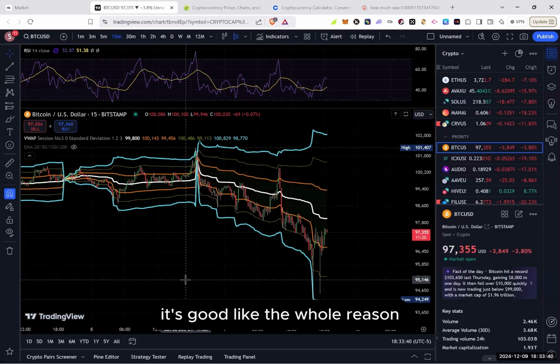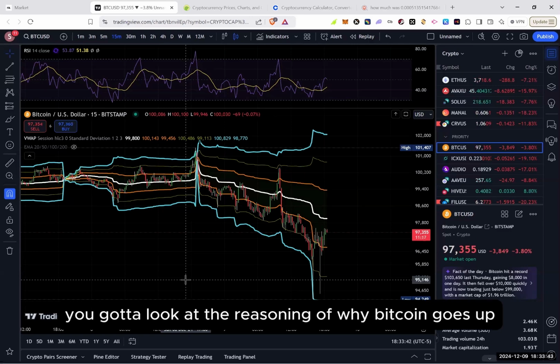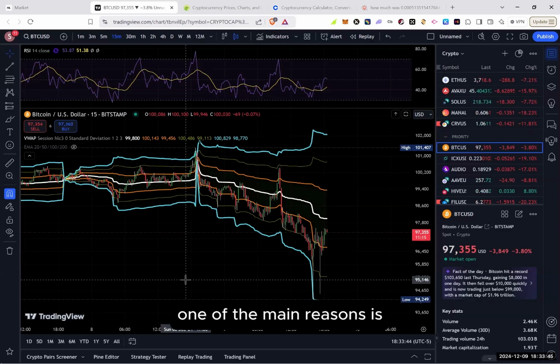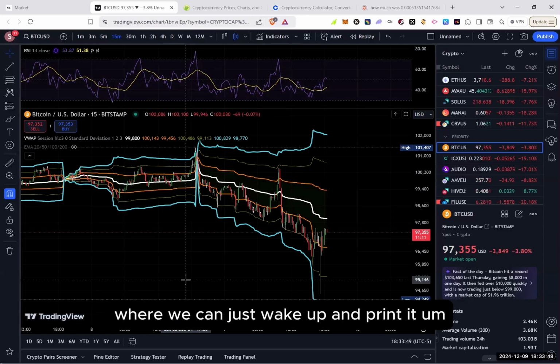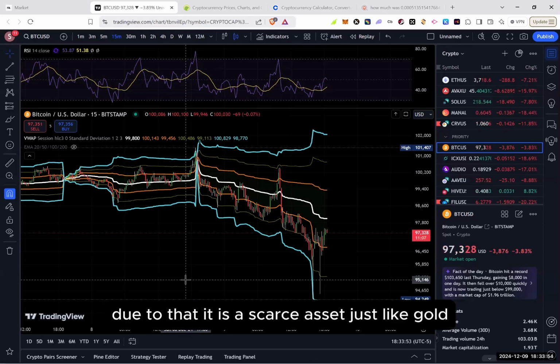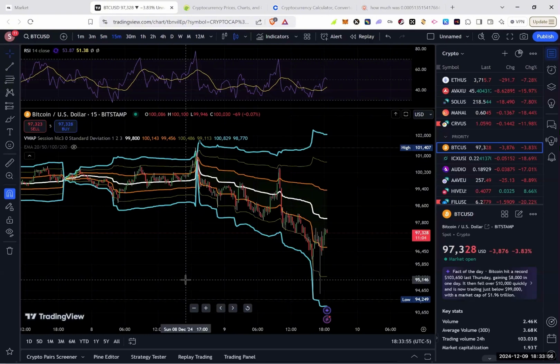You've got to look at the reasoning of why Bitcoin goes up. One of the main reasons is there's only 21 million of them. It will never be any more. It's not like money where we can just wake up and print it. Due to that, it is a scarce asset, just like gold.